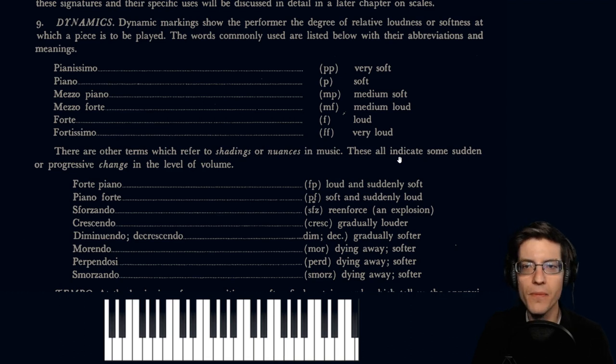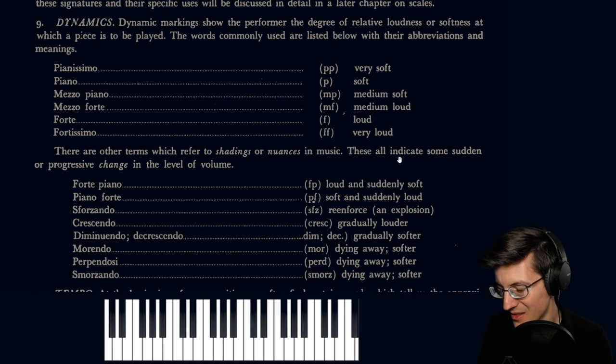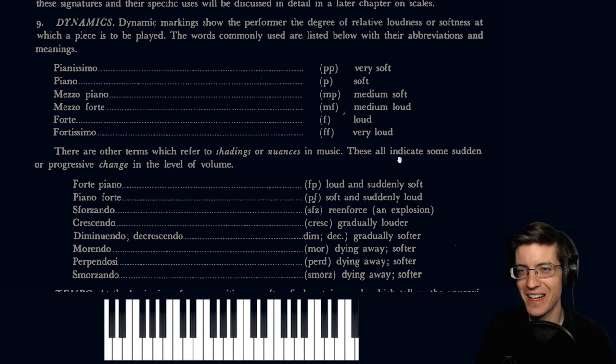And then piano. See if I can... It's a little bit tricky trying to keep that weight right, so let's see. Almost there. And then mezzo piano is medium soft. That's MP in music. Mezzo forte is medium loud. Forte is loud. And then fortissimo.